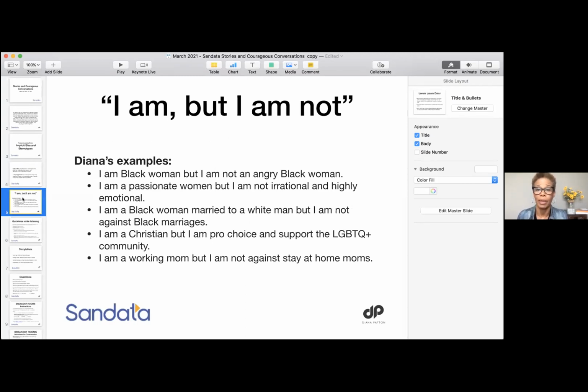I am a Black woman, but I'm not an angry Black woman. I'm a passionate woman, but I am not irrational and highly emotional. I am a Black woman married to a white man, but I am not against Black marriages. I am a Christian, but I am pro-choice and support the LGBTQ plus community. I am a working mom, but I am not against stay-at-home moms.